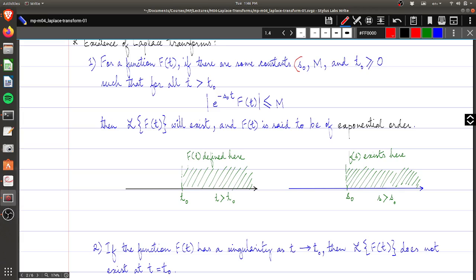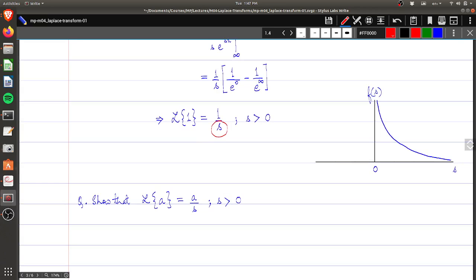So s naught is such that the Laplace transform is always ensured to be positive. The only way to do that will be through the denominator. Of course, it should not become infinity either. If you make the denominator greater than 0, so s is greater than 0, that is going to give us the Laplace transform. So this is how it transforms.